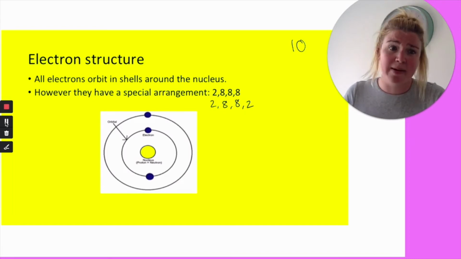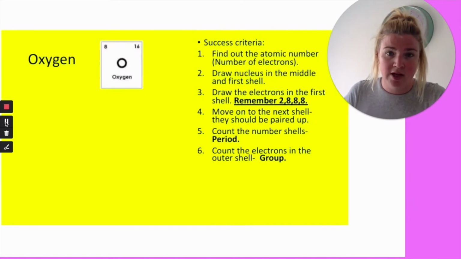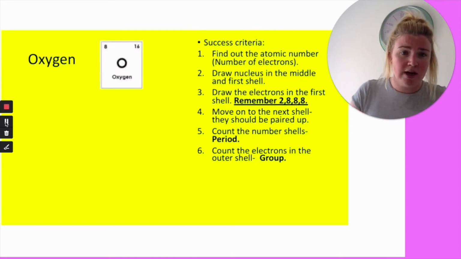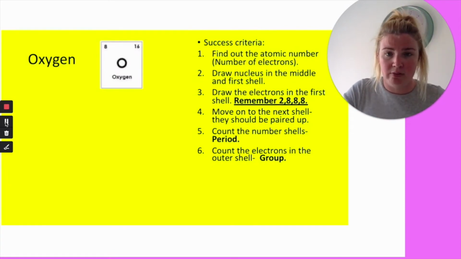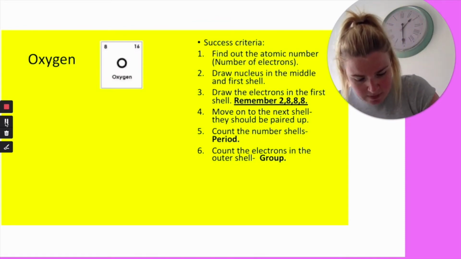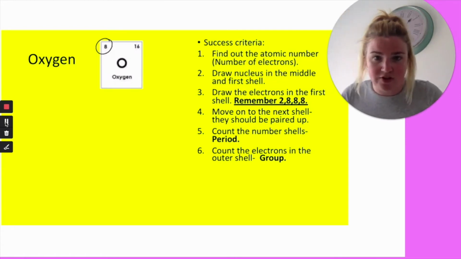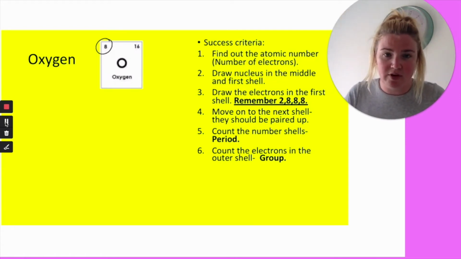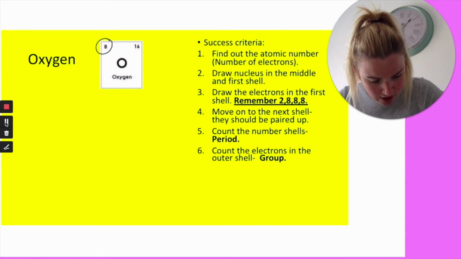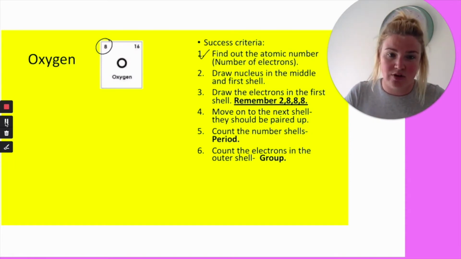The big thing to remember is that only 2 go in the first shell, okay? So I'm going to have a go at 2, and then you're going to have a go at a couple, okay? So we're going to do oxygen first. First thing you have to do is find the atomic number, okay? Remember, the atomic number is the smaller of the 2 numbers, which tells you the number of electrons. So I know that I have got 8 electrons, okay?